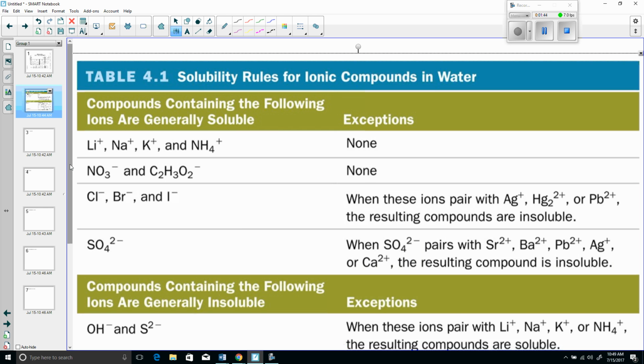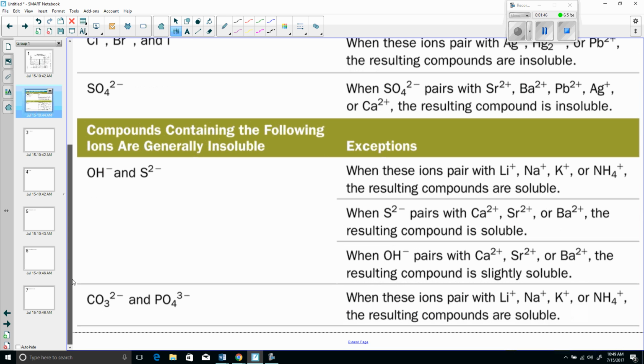If we go down this chart, we see that we have some that are generally insoluble. They will not dissolve in water except when paired with these things. Why is sodium on here? Why are potassium, lithium, and ammonium? Because they're always soluble, every one of them. So there's an exception because these are always soluble.